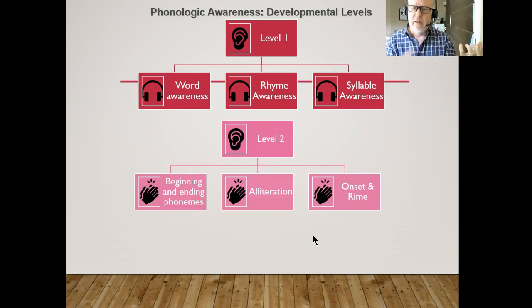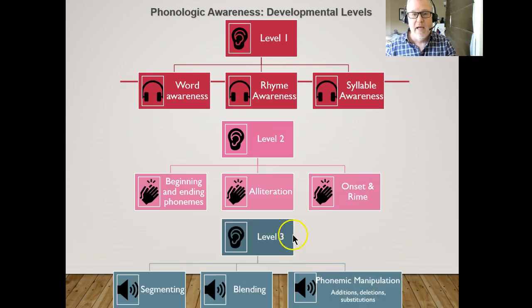And onset and rime is your ability to, again, break apart one-syllable words into the sound before the vowel and the sounds including the vowel and after. So in a word like ship, it would be sh, ip. Or think, it would be th, ink. Or in stripe, it would be str, ipe. So that's onset and rime. And then level 3, it would be segmenting.